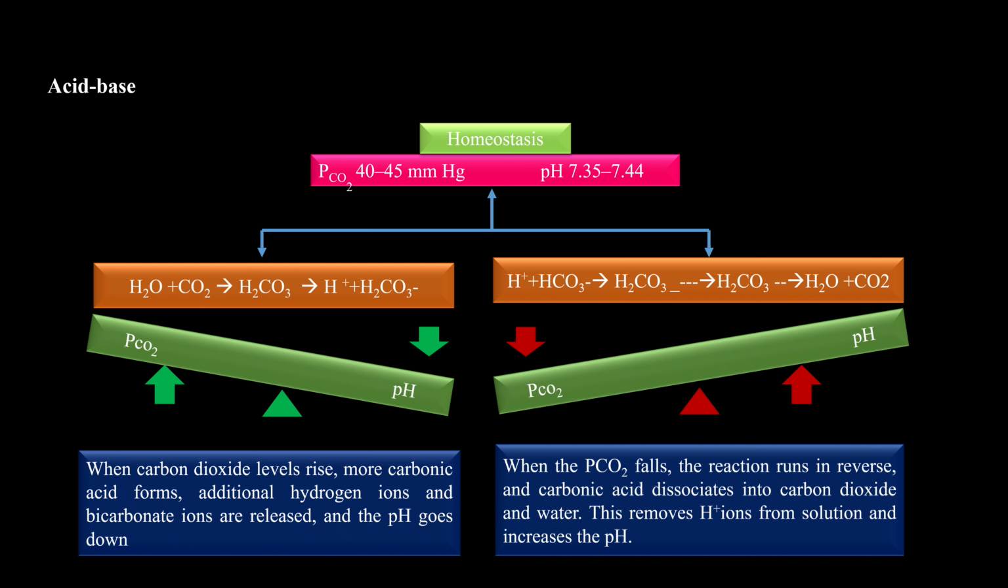Acid base homeostasis: blood pH is around 7.35 to 7.45. Water and carbon dioxide form H2CO3, carbonic acid. When the carbon dioxide level rises, more carbonic acid forms, adding hydrogen ion and the bicarbonate ion, and the pH goes down. The other: towards H2CO3, H2O, carbon dioxide PCO2, pH. When the PCO2 falls, the reaction reverses with the carbonic acid discharged as carbon dioxide and water. They remove the H plus ion from solution, thereby increasing the pH.